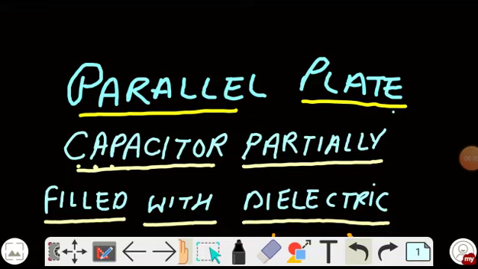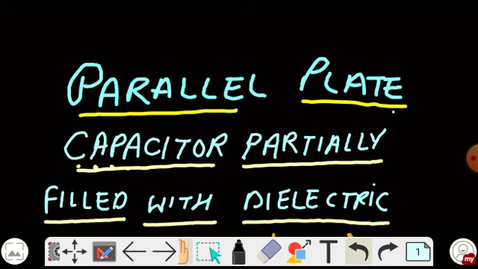Today I am here with the third video of the capacitor series. Till now we have discussed how to find the capacitance. We have found the expression for the capacitance of a parallel plate capacitor when there is vacuum between the plates and when there is a dielectric which completely fills the gap between the plates.